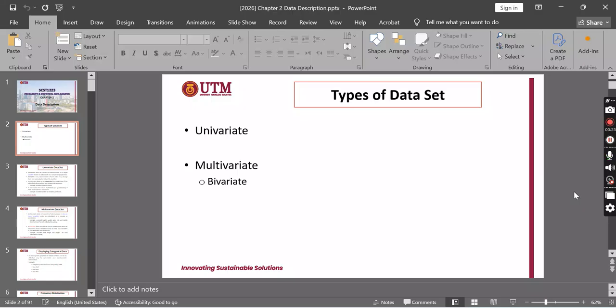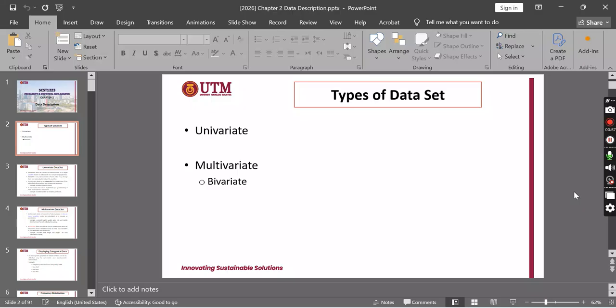Univariate means you have only one variable that you want to make your study about. For example, the price of oil. It's only one variable, or price of gold, or maybe temperature, it's also one variable, and maybe import or export. If you have only one variable, that means you have a univariate data set.